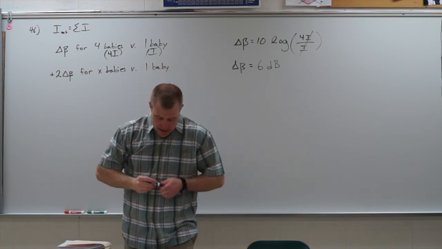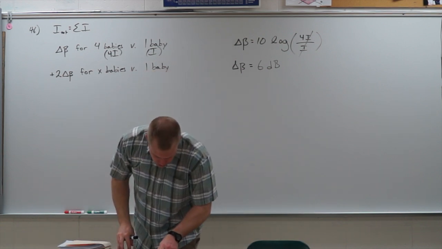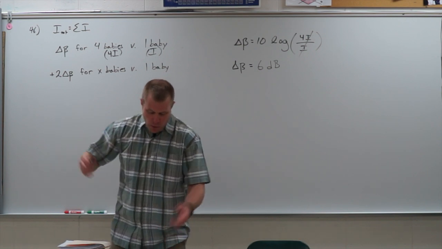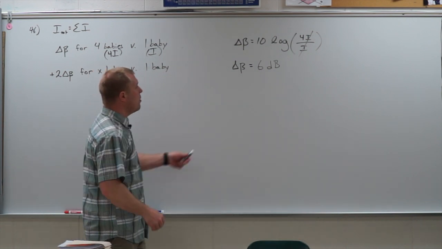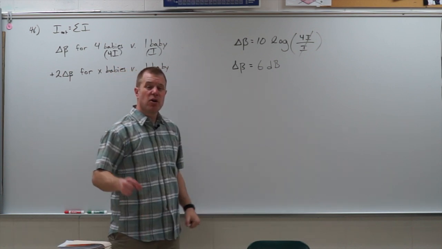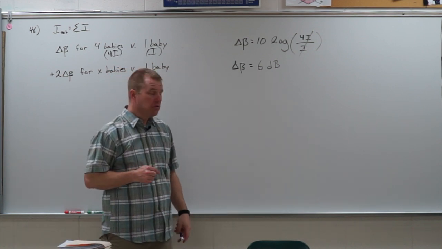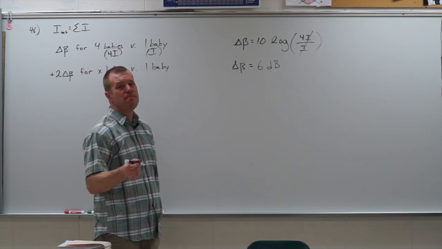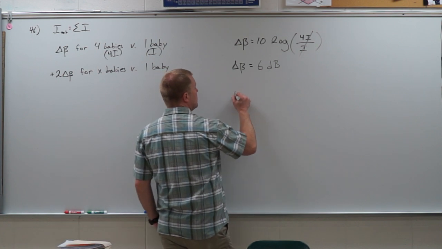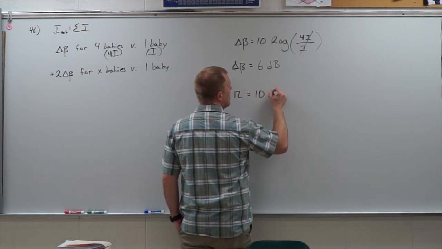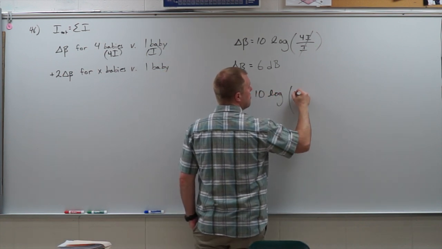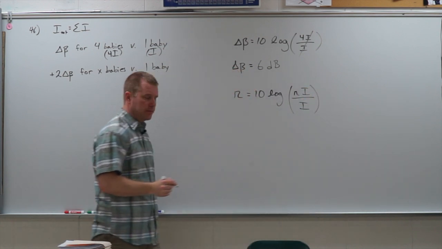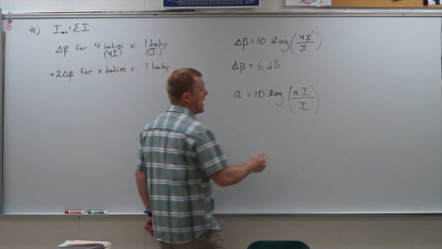Now part B wants to know, to increase the sound intensity level again by the same number of decibels, how many more babies do you need? So we want to go up not just 6, we want to go up 12 decibels. Let's go up to 12 decibels and see how many babies we need for this. So I have 12 decibels equals 10 log of some number of babies times the intensity divided by the intensity of 1 baby. We're going to solve for that n here.